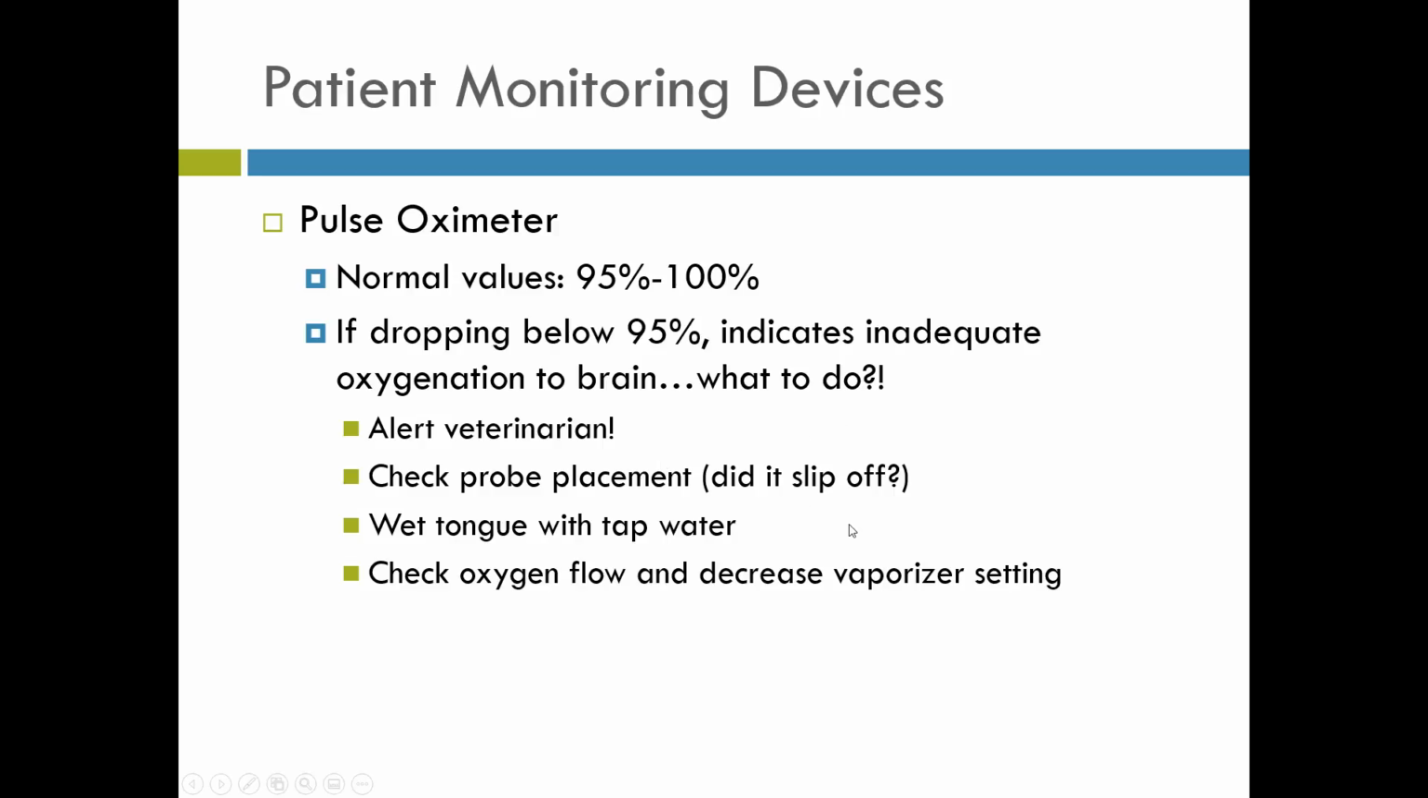Did it slip off? Especially when we're doing dentistry, these guys like to fall off all the time. So if you're like, oh, that's a weird number, always make sure that your probe placement is on there correctly. Wet tongue with tap water. Sometimes that contact helps a little bit. We're going to check oxygen flow and decrease vaporizer settings so that way they get more oxygen and less gas to help boost that oxygen saturation there.